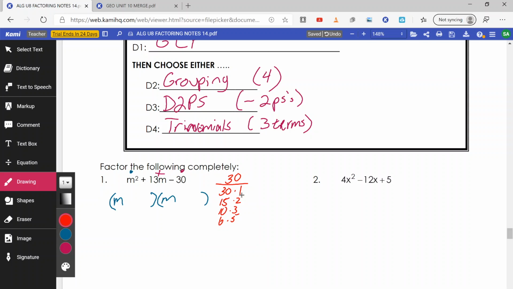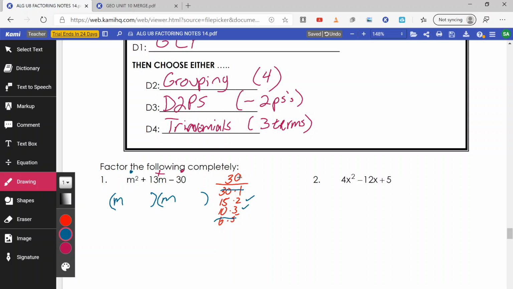15 plus 2 gives me 17. 15 minus 2 can give me positive 13. So this one checks out. 10 plus 3 also gives me 13. So that also checks out. 10 minus 3 gives me 7. 6 plus 5 is 11, so that's out.